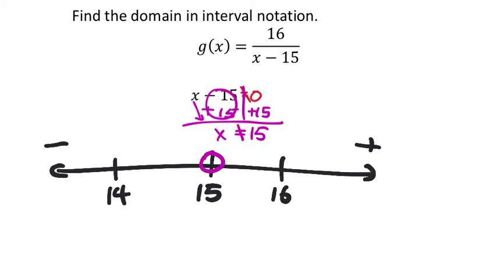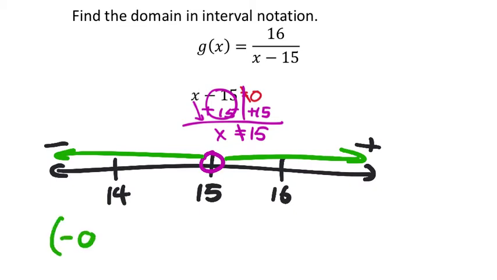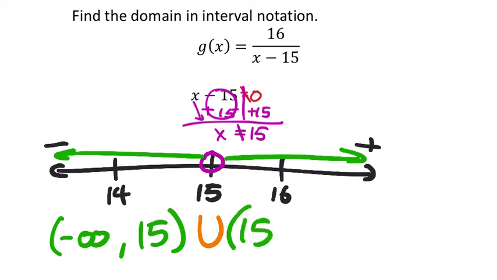Well, what does that say about all the other values of x? That means that they're okay. So everything to the left of 15 and everything to the right of 15 is good. So there's my arrows. Think about what the domain would look like just for the green part of this. We have to be able to skip that 15. To the left, it would go all the way to negative infinity. It's going to stop at 15, which is not included, so there's a closed parenthesis. And then I will unite this starting again at 15, but it's just not included, and then it will go all the way to infinity.